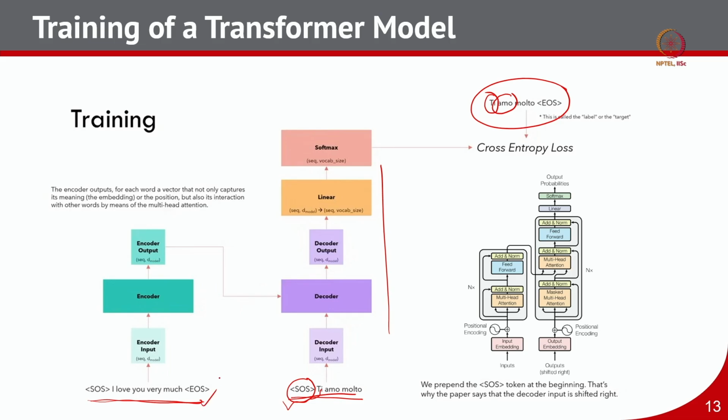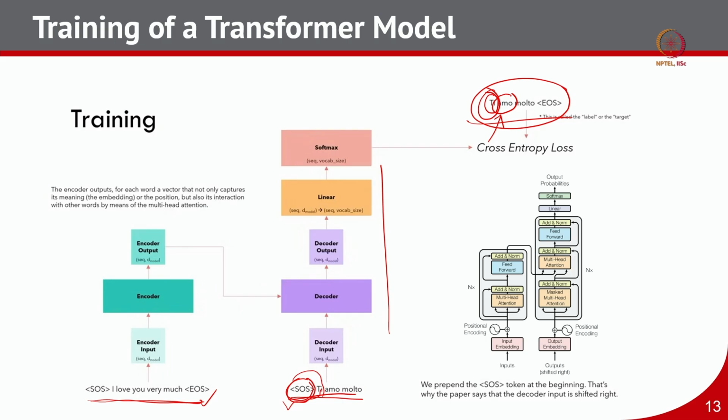Input to the encoder is fixed. That's the English sentence. Now the output of the decoder is TMO mol to EOS. Now we have to see the corresponding input to the decoder. This T will get generated when the input to the decoder is SOS, start of a sentence, right? This AMO will get generated when our input to the decoder is SOS and T, right?